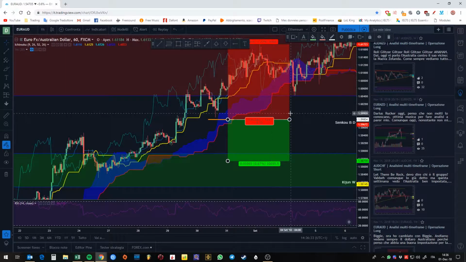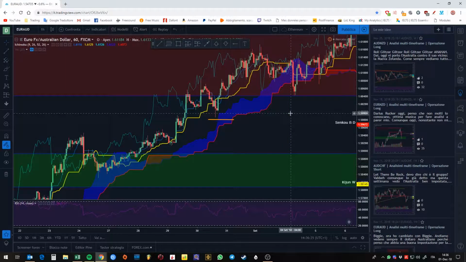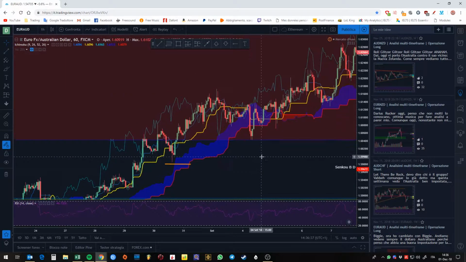No, it's absolutely not good. So yeah, this position shouldn't have been taken at this point. The position should have been taken at this point here, at the break of this low here, because we have a high here, a low here, a lower high here, and a lower low here.